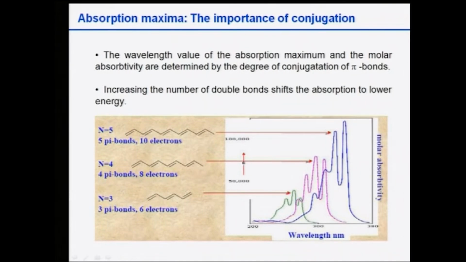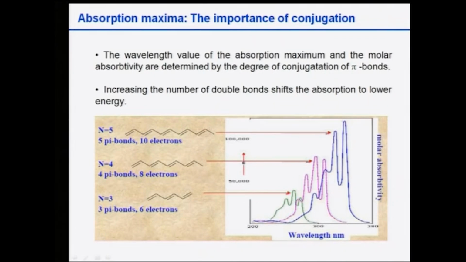The wavelength value of the absorption maxima and the molar absorptivity are determined by the degree of conjugation of the pi bonds. I guess all of you have the idea of pi bonds and how the conjugations can happen. If I show it for n equal to 3 to n equal to 5, the pi bonds increase from 3 to 5 and obviously the pi electrons increase from 6 to 10, and that is how you can see the molar absorptivity peaks and wavelengths changing.